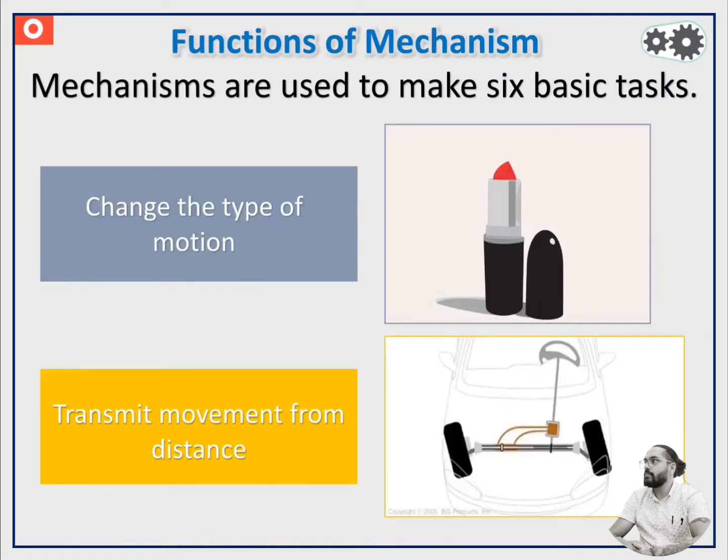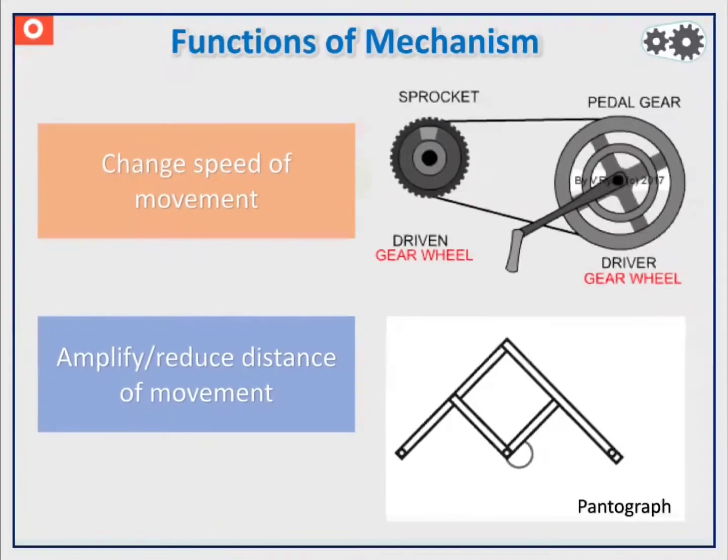So what are the purposes of mechanisms? They are used for 6 basic tasks. The first one is to change the type of motion, for example, from rotary to linear. The second task is to transmit movement from a distance. For example, when you're driving a car and you turn the steering wheel, the wheels in the front move. So the steering wheel is connected to the axle of the front wheel. Here, the movement is transmitted from a distance.